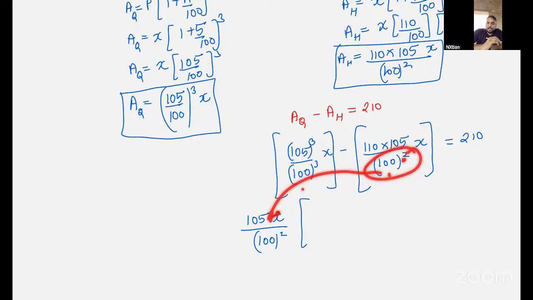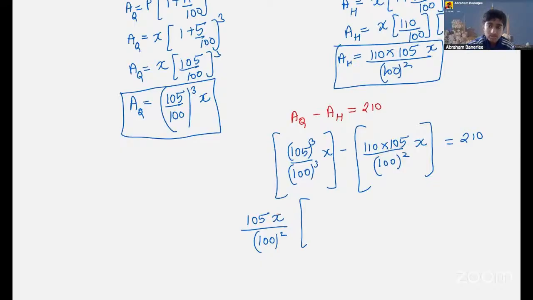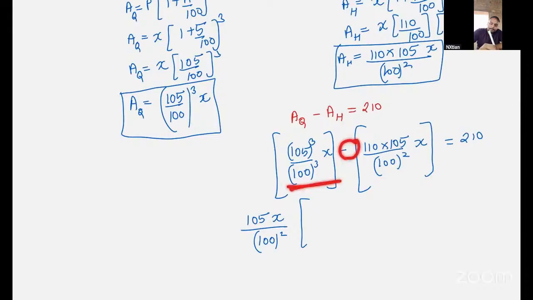Okay? Yes, Abraham. But isn't there a minus sign? Yeah, the minus sign is there. No, we will write the inside part right now. I haven't written the inside part, but I just want you to understand what common we took out. 105 cube is there and this 105 is there, so 105 came out like this, x and x came out like this, and 100 square came out like this.